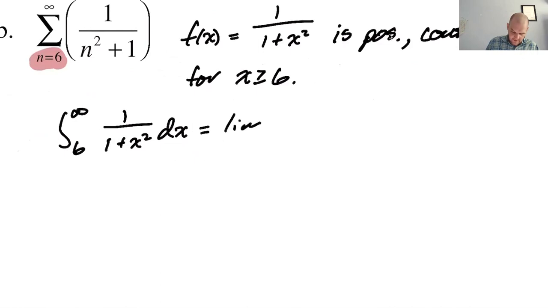And hopefully that's something you look at and you think, oh, that's definitely Arctan, because it is. 1 plus x squared. Doing this in a weird order.